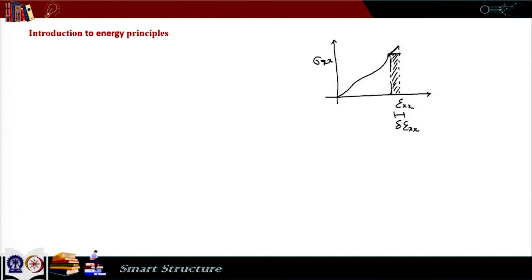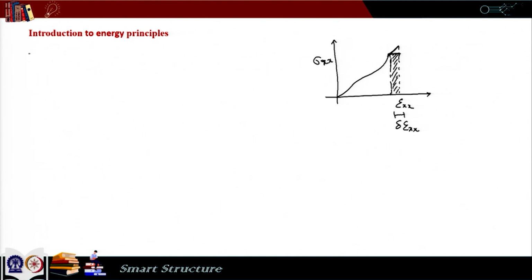So, the internal virtual work is this quantity. If I take sigma here, which is our sigma at the stable equilibrium, and multiply that by delta of epsilon xx, the area of this rectangle is our internal virtual work. Then we do it for all the stress and strain components, and then we integrate over the volume, and we get the total internal virtual work.